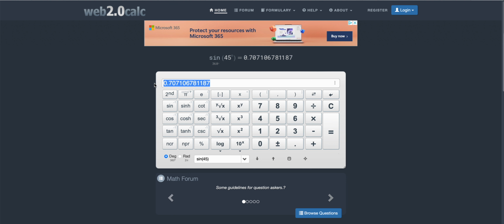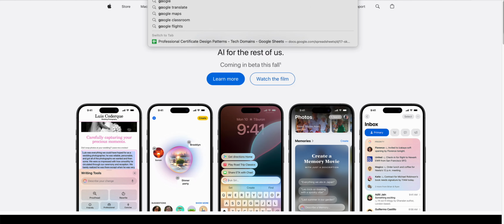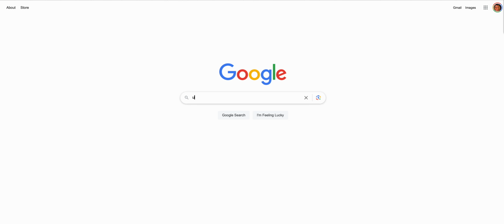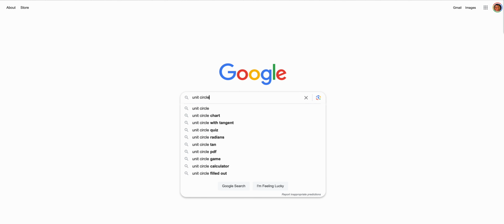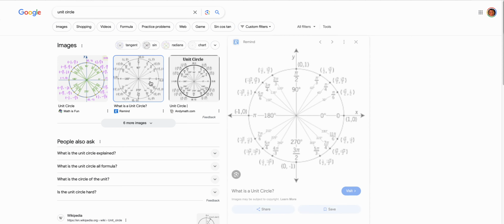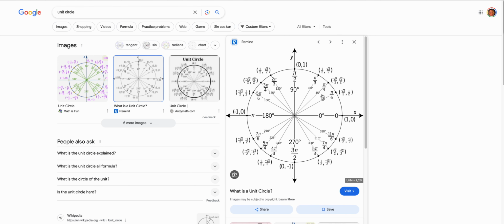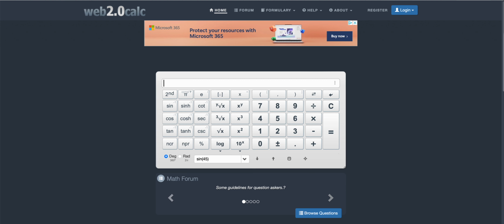Anytime a problem is looking for an exact answer, you're going to have to go to your unit circle and utilize the unit circle and not the Web 2.0 calculator. So I'm just going to pull up a copy of the unit circle. And so if you were at 45 degrees, that would be right here. The y value is the value of sine, and then the x value is the value of cosine. So let's try another one like this.